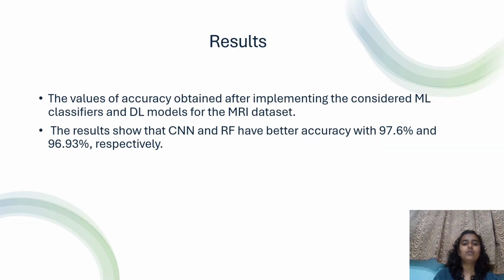Next is result. The values of accuracy obtained after implementing the considered ML classifiers and DL models for the MRI datasets. The result shows that CNN and RF have better accuracy with 97.6% and 96.93 percent respectively.